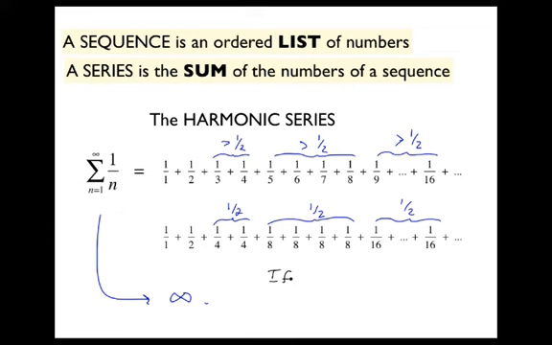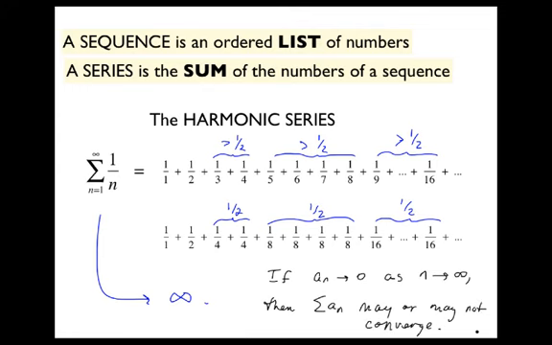If a_n goes to 0 as n goes to infinity, then tell me about the corresponding series. It may or may not converge. Necessary, but not sufficient.